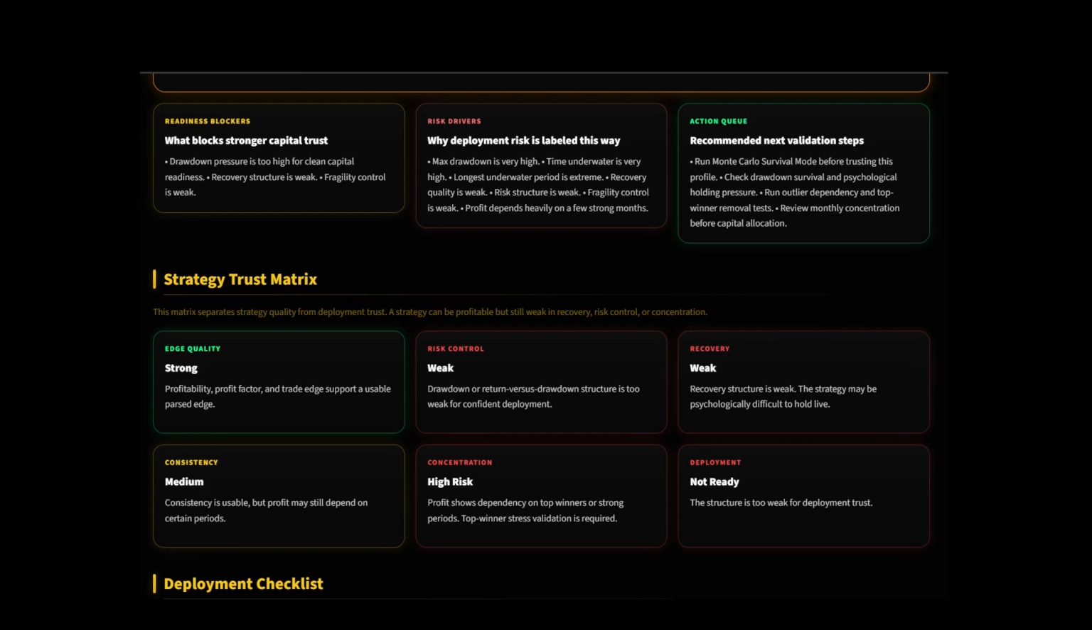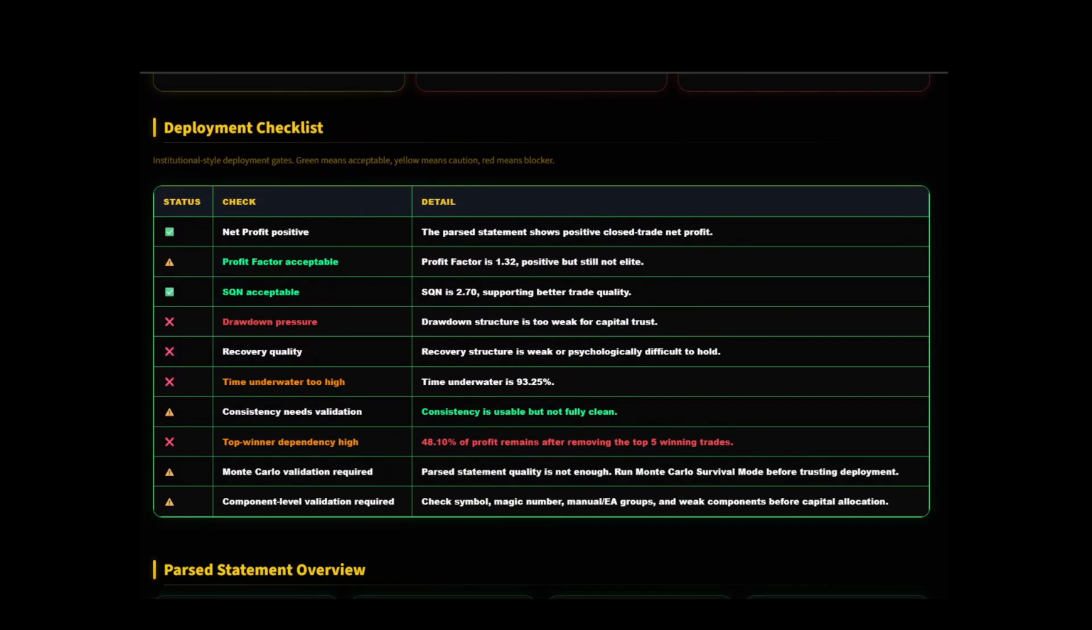Next, we get the deployment checklist. This is basically a gate system. Green means acceptable, yellow means caution, red means blocker. So instead of only giving one final verdict, the report shows which parts pass, which parts need attention, and which parts block stronger capital trust. In this example, net profit is positive. Profit factor is acceptable but still not elite. SQN is acceptable, so the strategy is not useless. There is real trade quality in the statement.